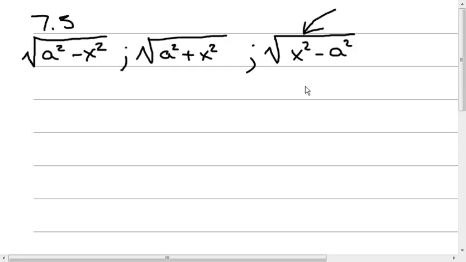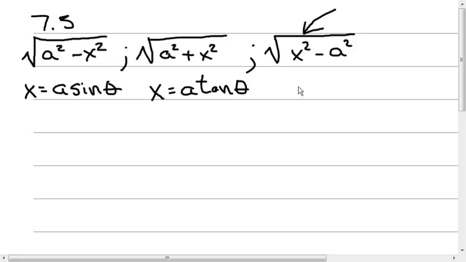Okay, so we've got to make our substitutions. In situations that look like this, we're going to say x is equal to a sine of theta. And in situations where we see this, the substitution that we're going to make is x is equal to a tangent theta. And finally, in this situation, x will be substituted by a secant of theta.